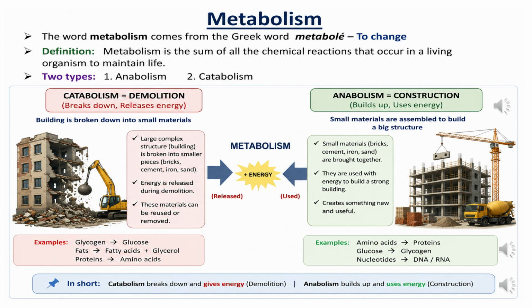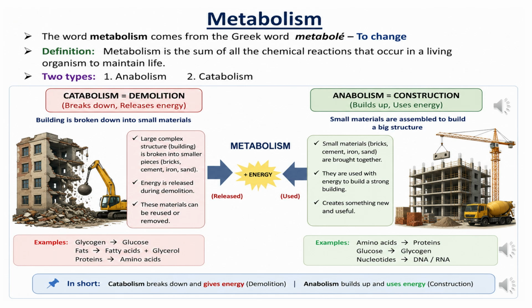Similarly, in our body, catabolism is the process in which large, complex molecules are broken down into smaller molecules, releasing energy in the form of ATP. Examples: glycogen to glucose, proteins to amino acids, fats to fatty acids plus glycerol. So, catabolism equals breakdown plus energy released.